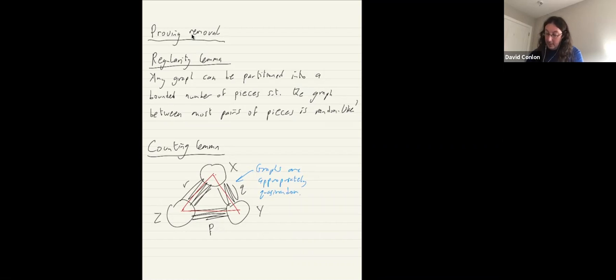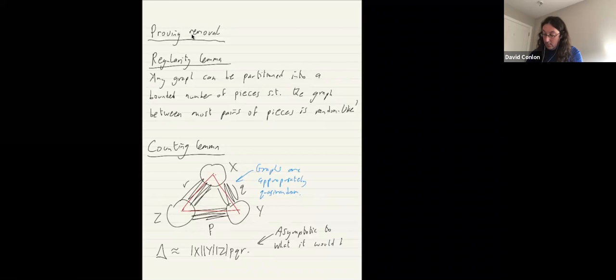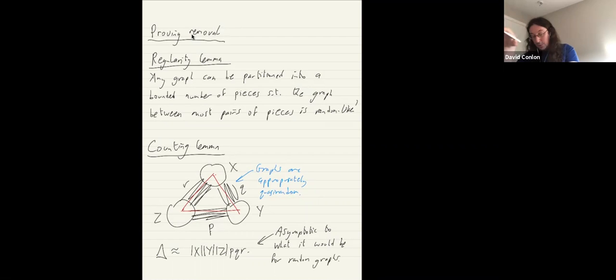Then, assuming that, the theorem says that the number of triangles is approximately equal to the sizes of the 3 sets multiplied by the densities p, q, and r. So basically, it's asymptotic to what it would be if these were genuinely random graphs. And that's essentially what a counting lemma gives. And this will actually be kind of important to what we do. So you have these 3 sets, you have random-like graphs between the 3 sets, and then basically you can count as though everything was random.